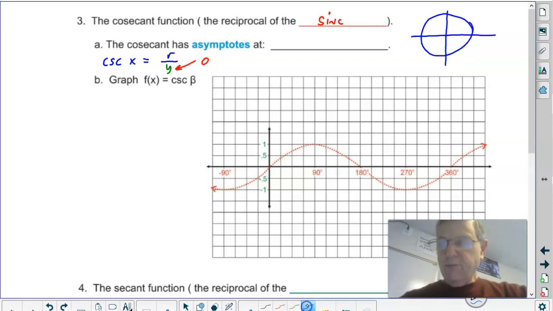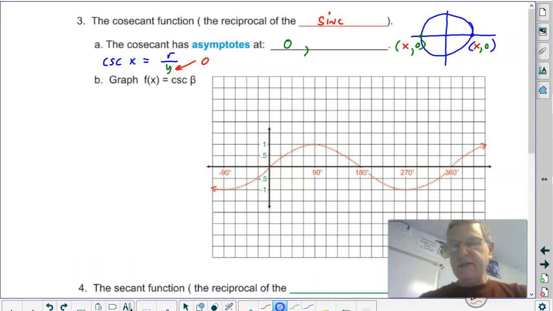Okay, so let's just do each point here. The x here is going to be x, and the y is going to be 0. So there's the answer right off the bat. We got an asymptote of 0, and that tells me our vertical change, y, is 0, and this is going to be x or negative, whatever the value of x is, is 0. So we have asymptotes at 0 and 180 degrees. Let's put those in: asymptote at 0 and asymptote at 180.